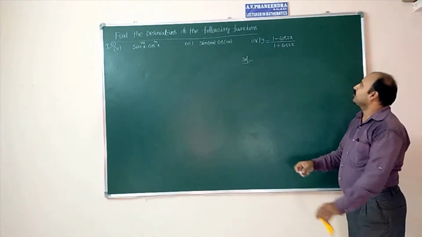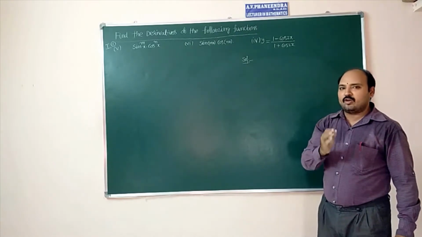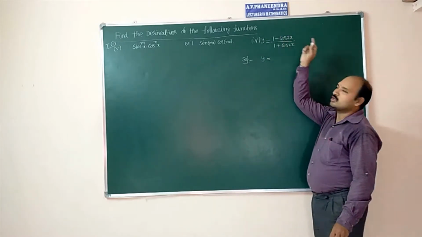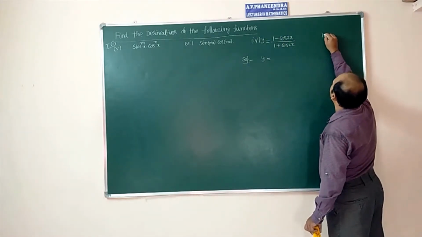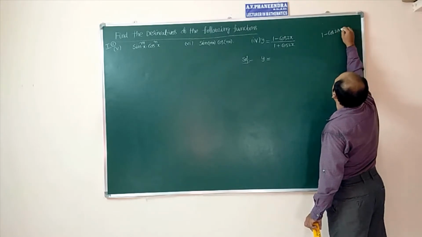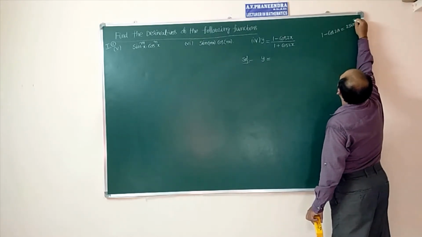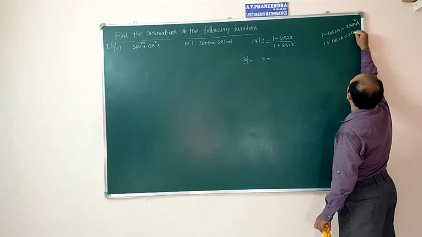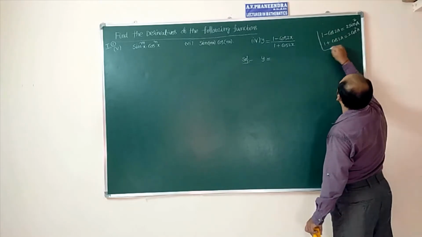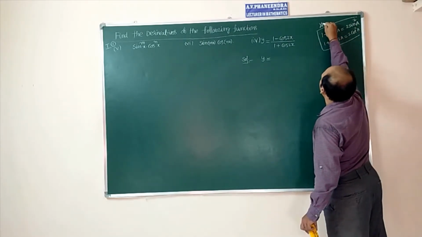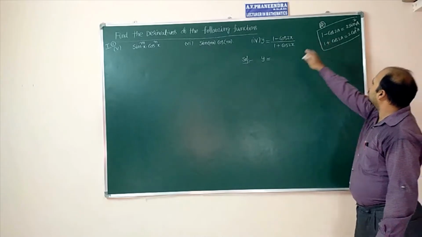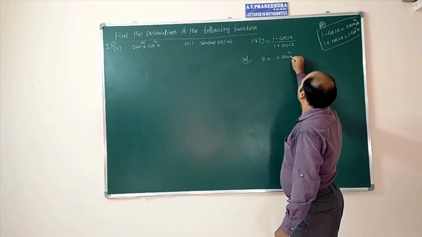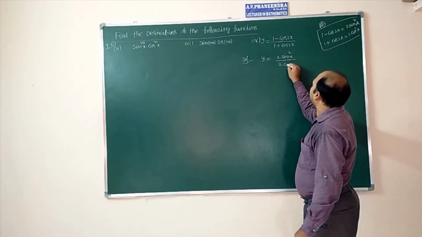Instead of that, first we have to simplify by using trigonometry formulas. First, given y equal to 1 minus cos 2x divided by 1 plus cos 2x. We have formulas in trigonometry: 1 minus cos 2a is equal to 2 sin square a, and 1 plus cos 2a is equal to 2 cos square a. These are the formulas in trigonometry. You have to remember that. So these values substitute in this: 1 minus cos 2x is 2 sin square x, divided by 1 plus cos 2x, 2 cos square x.